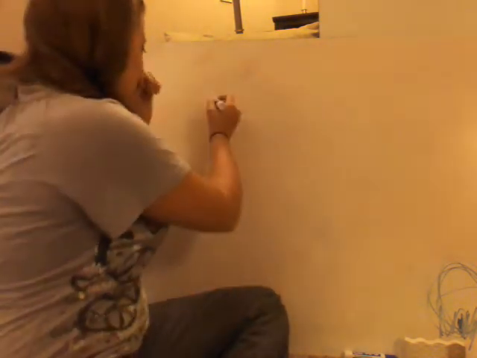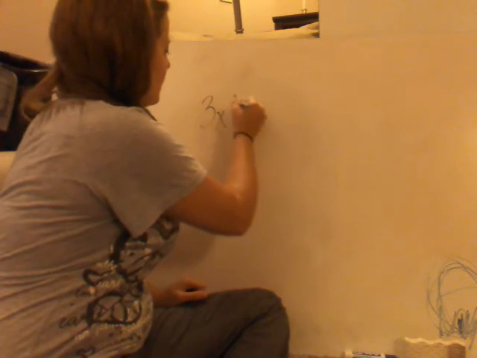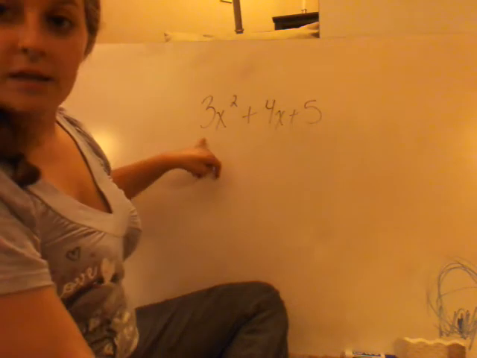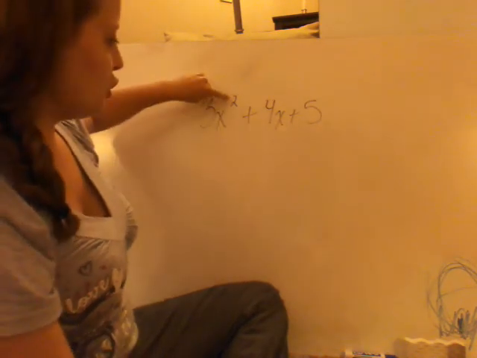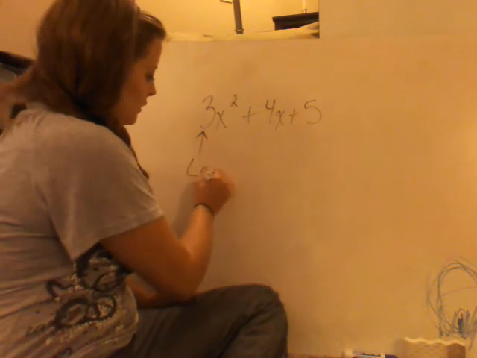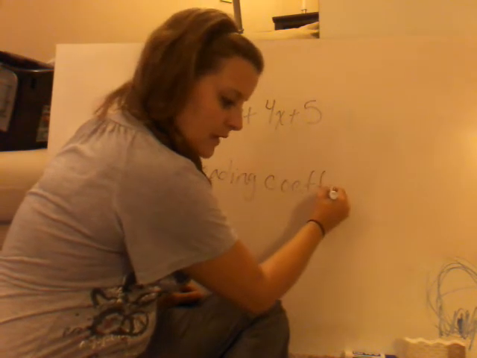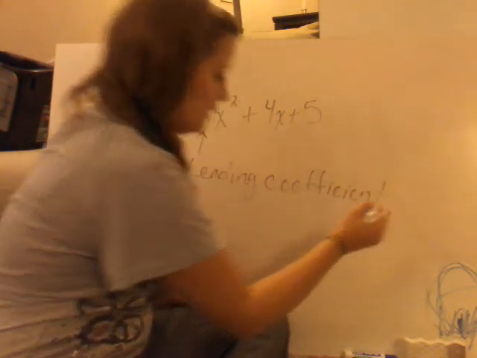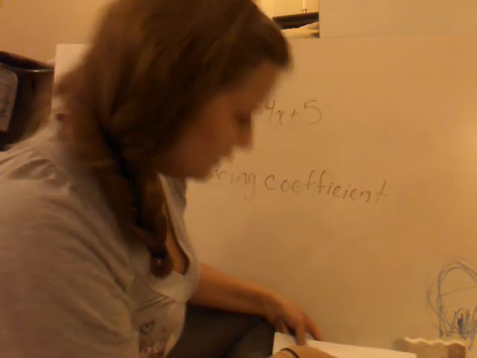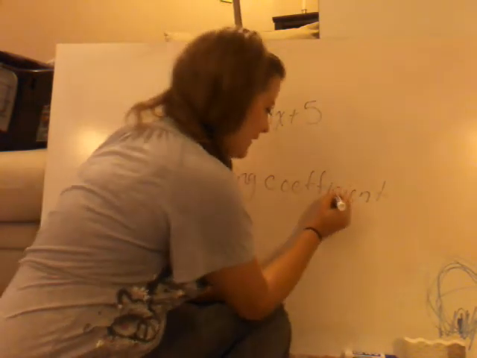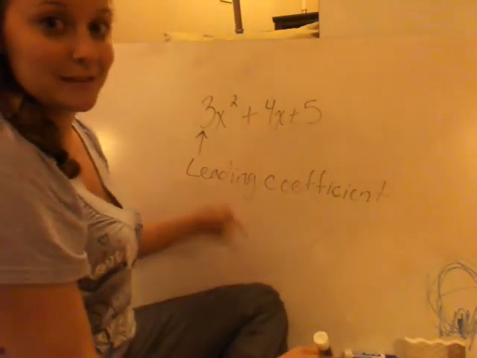Alright, so, a couple of reminder things that you should probably have learned in class. If I have something like 3x squared plus 4x plus 5, 3 is my leading coefficient, and my degree is 2. So this right here is my leading coefficient. Make sure I spell this right. Coefficient. Well, that doesn't look right at all. Notice the C. Coefficient. I told you, crazy.